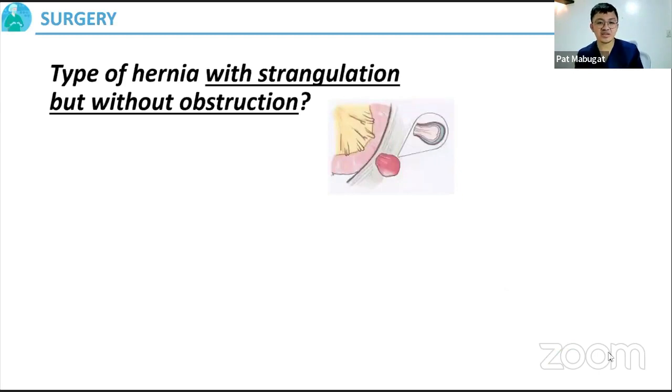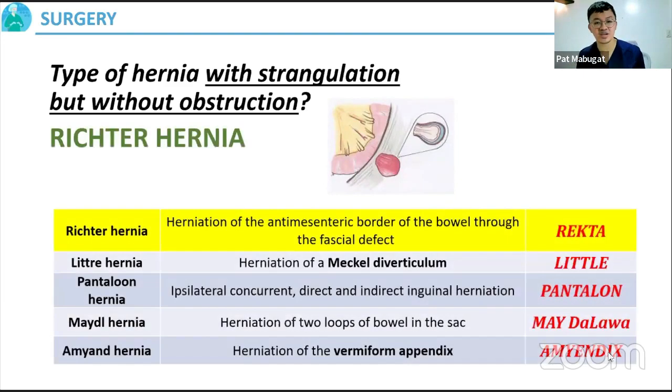Next, type of hernia with strangulation but without obstruction. So if a hernia gets strangulated, you're gonna think, if it's strangulated, no bowel is gonna come out, right? But there's one type of hernia in which even if it's strangulated, some of the bowel contents can still pass through, so it's not obstructed. So this is your Richter's hernia. Richter's hernia, because in Richter's hernia, only one side of the bowel is strangulated. The other side is still open. Bowel contents can still pass through. That's Richter's hernia.